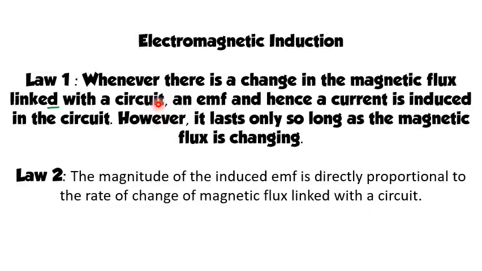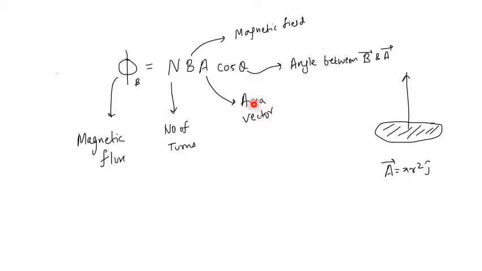In the first law we discussed how current will flow. The second law will tell how much current will flow. The second law is: the magnitude of induced EMF is directly proportional to the rate of change of flux. The mathematical form is something like this. Magnetic flux is given by N B A cos theta. N is the number of turns, B is the magnetic field, A is the area vector or area of the coil, and theta is the angle between the magnetic field and the area vector.